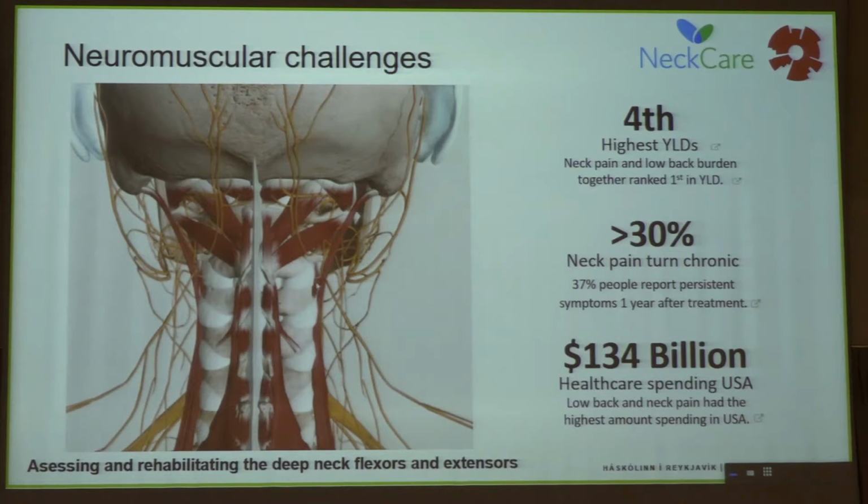We're looking into how we can focus on the deep stabilizing muscles, the deep neck flexors and the deep neck extensors, to activate them. In many cases they become inactive, and the movement occurs in the big superficial muscles, causing the shoulder pain, causing the headache, etc.